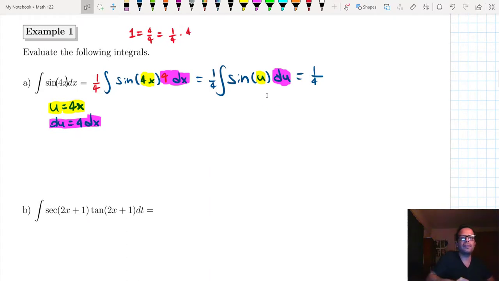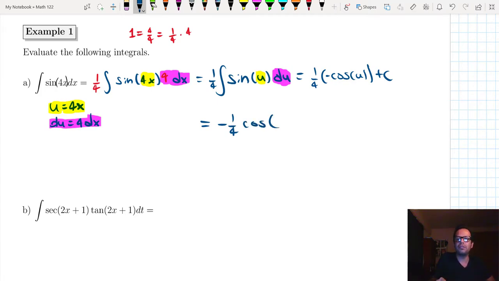So we are going to have 1/4 times negative cosine of u, plus c. Don't forget the constant of integration, plus c. I'm going to take out this negative sign: negative 1/4 cosine, and I'm going to do the back substitution. Instead of u, I'm going to write 4x, plus c.